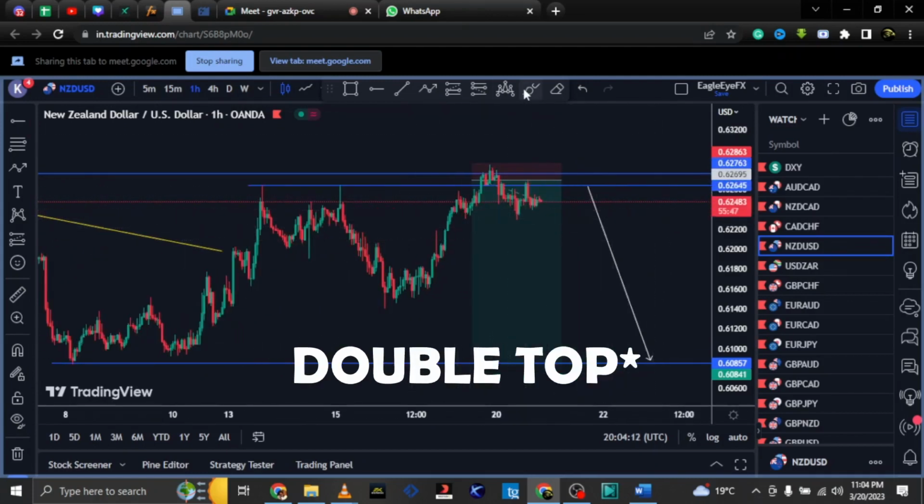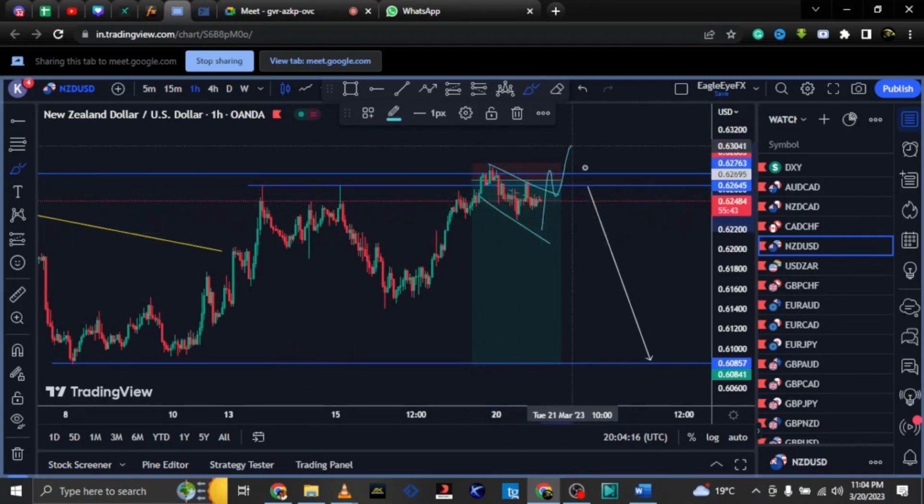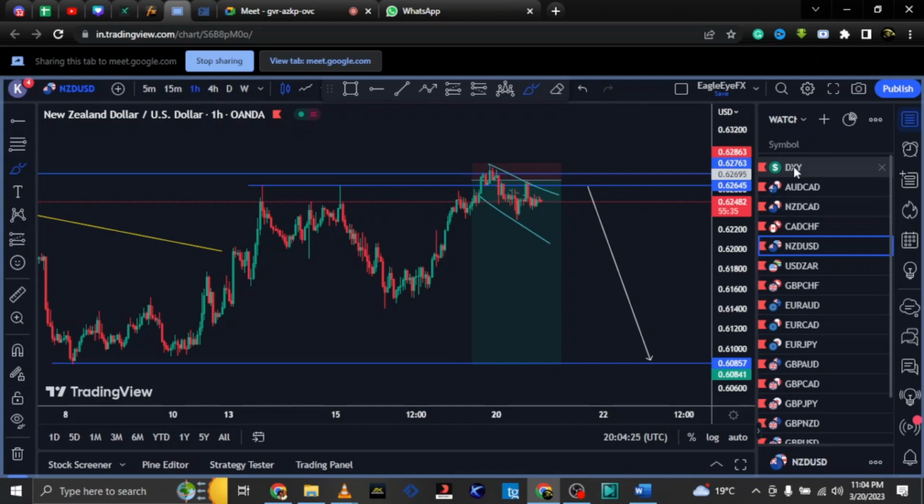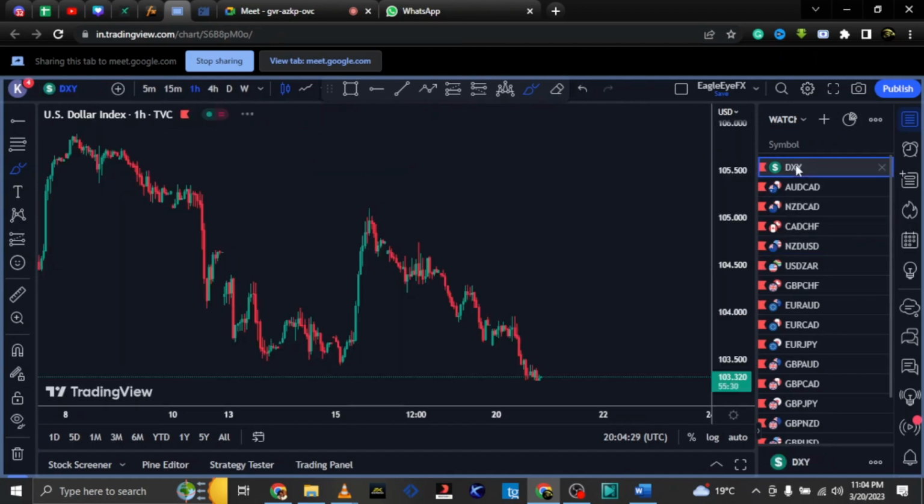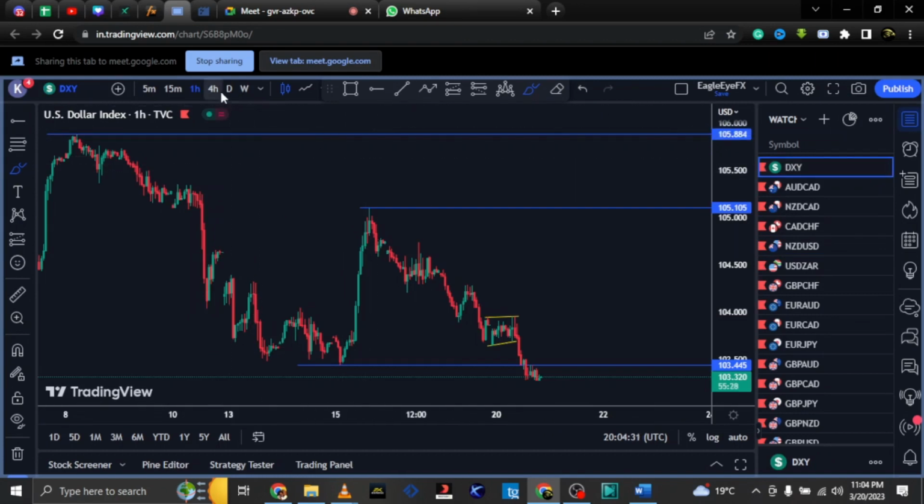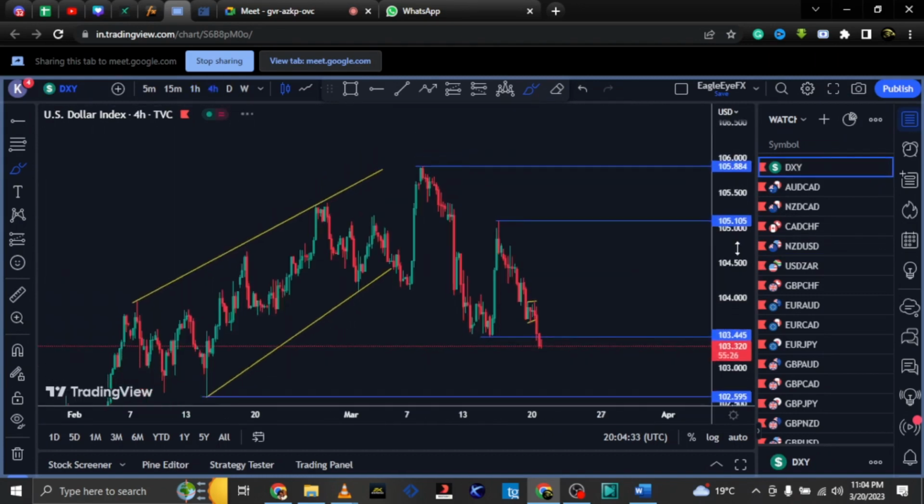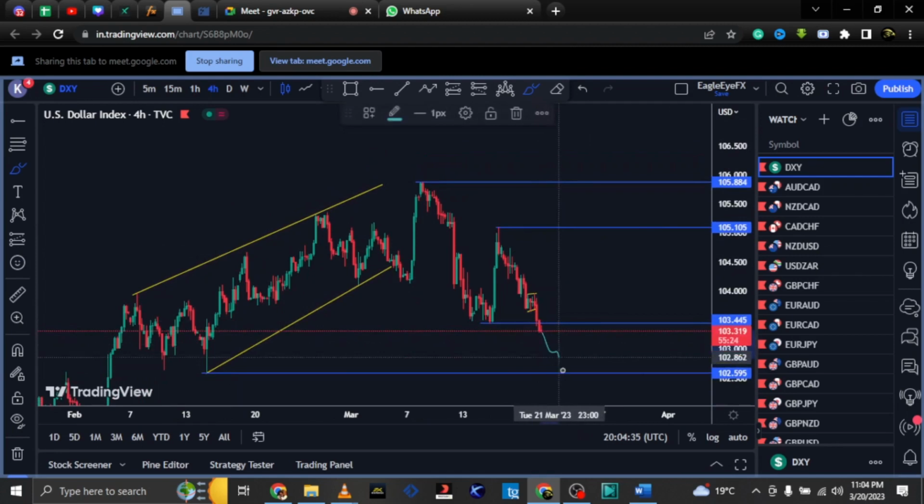But I know there are two ways: the probable and the possible. This could also be a flag, and then this could come and continue. And it's because of this. Well, I know some people don't use the XY here, but look, I'm seeing the dollar index.